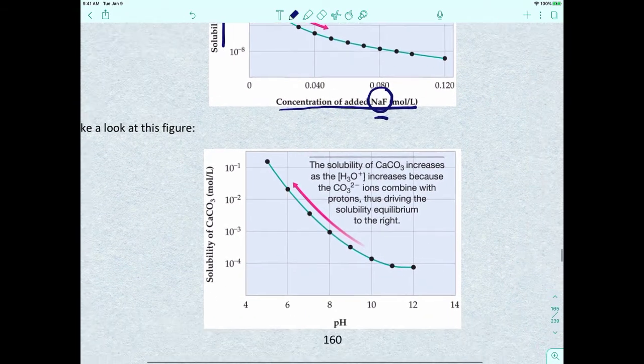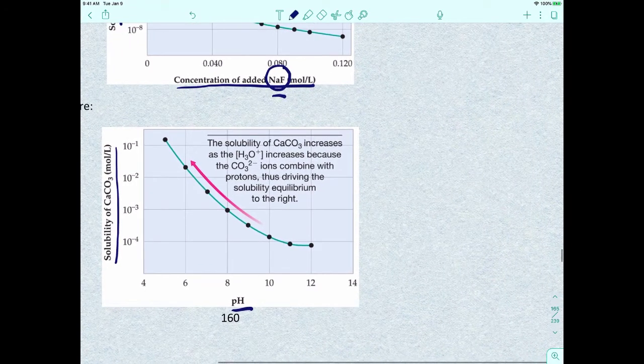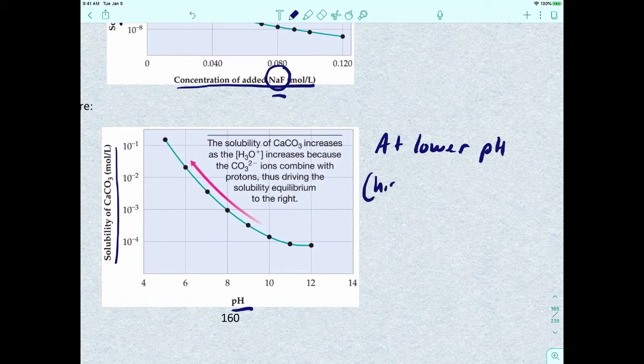All right, so on this graph, on the y-axis we're looking at the solubility of calcium carbonate, and on the x-axis we're looking at pH. On this graph, we see that at lower pH, or higher concentrations of hydronium ion, the solubility increases.